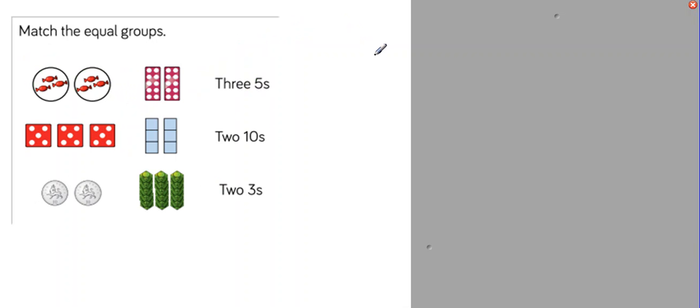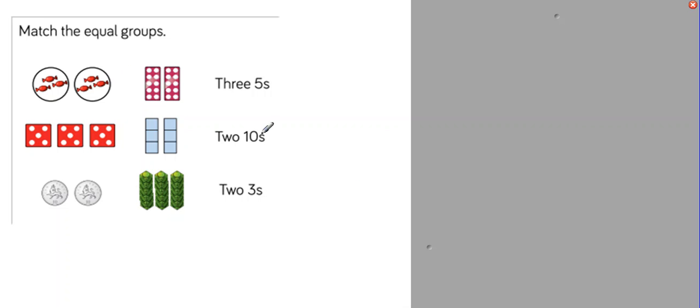This is our last question for today. So you've got to match the equal groups. So here you've got 2 groups of 3. Here you've got 2 groups of 2, 4, 6, 8, 10. Okay, here you've got 2 groups of 3. Here you've got 3 groups of 5.